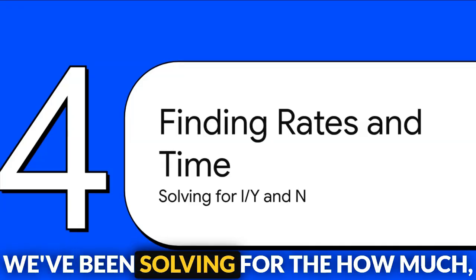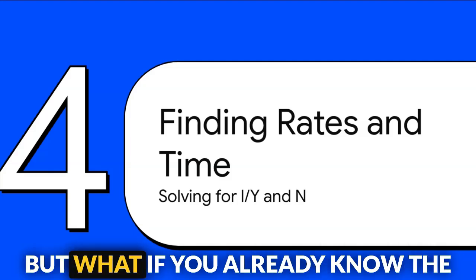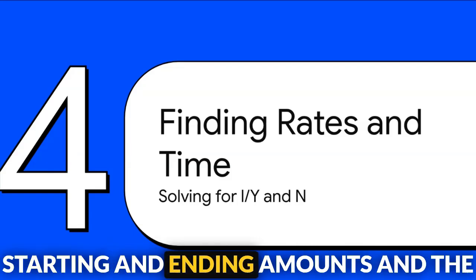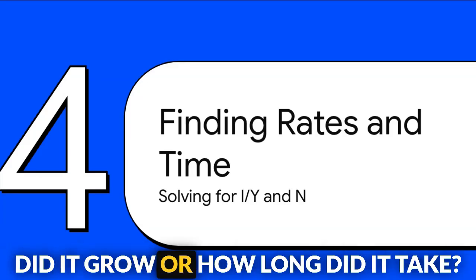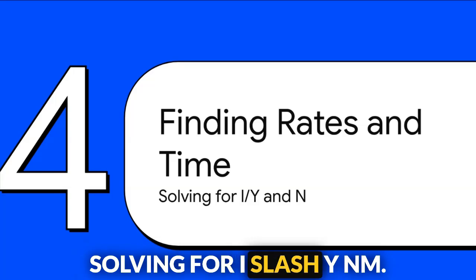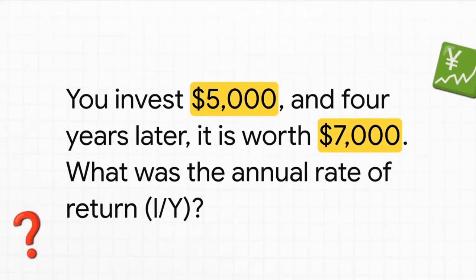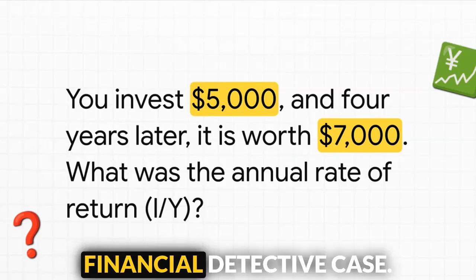So far, we've been solving for the how much, the present value or the future value. But what if you already know the starting and ending amounts, and the missing piece of the puzzle is how fast did it grow or how long did it take? That's where we're headed next, solving for I/Y and N. Okay, let's look at question 4. This is like a little financial detective case.